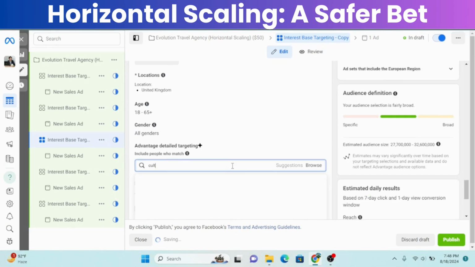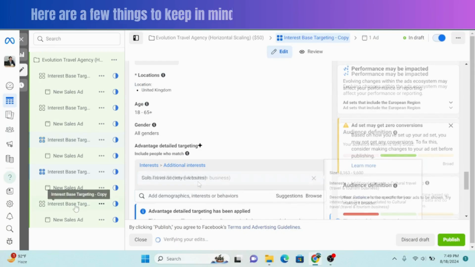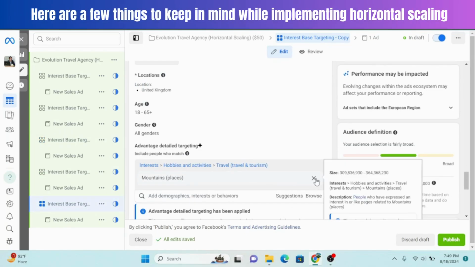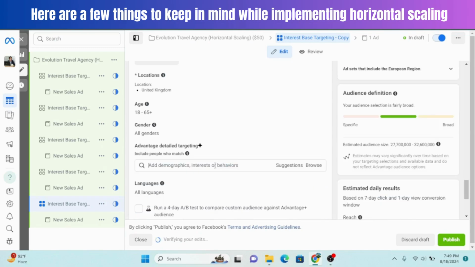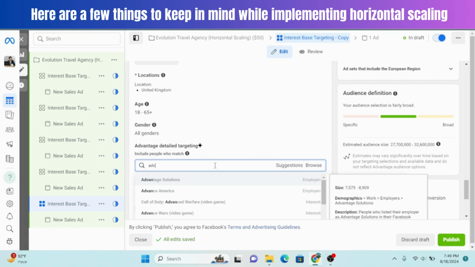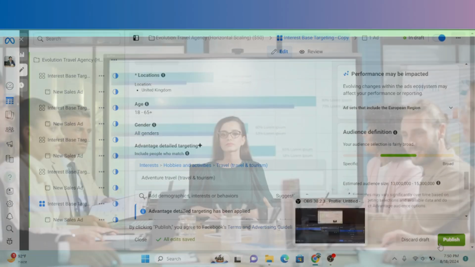Here are a few things to keep in mind while implementing horizontal scaling. Horizontal scaling can take longer than vertical scaling if you keep the ad set budgets the same. To speed up the process, consider increasing the budget of a new ad set while creating a new audience. This hybrid approach combines the best of both worlds without the same risks associated with vertical scaling. In cases where you have limited targeting options due to a niche market, you may reach the scalability limit relatively quickly. In such situations, prioritize maximizing your lookalike audiences.